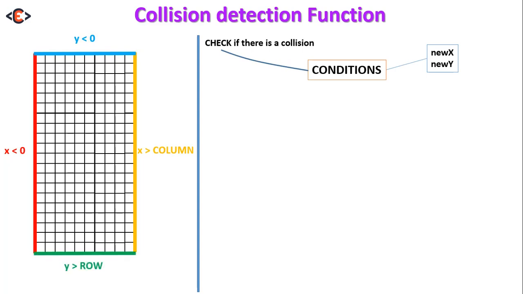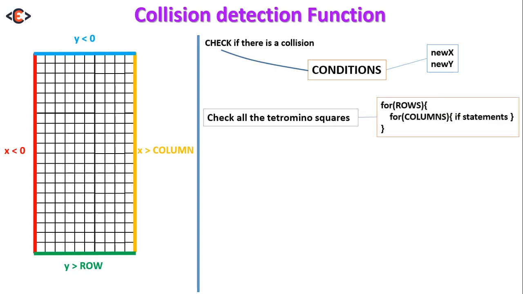Now, to check if there is a collision, we simply check all the Tetromino squares, which means we need two for loops for that.